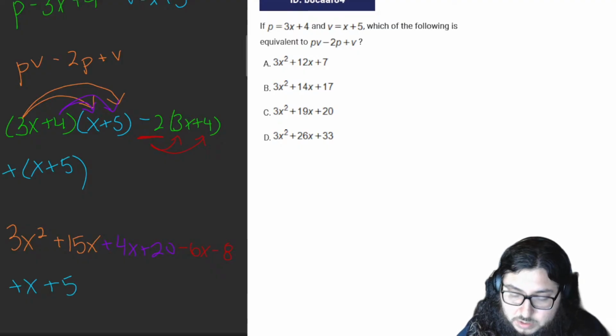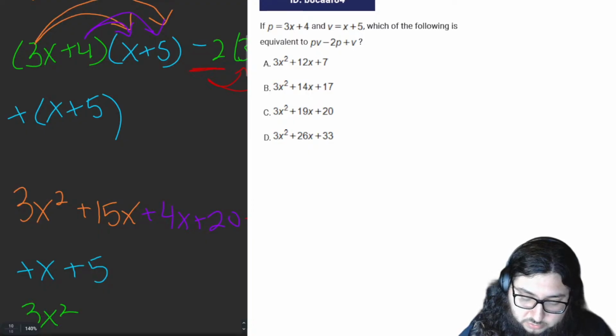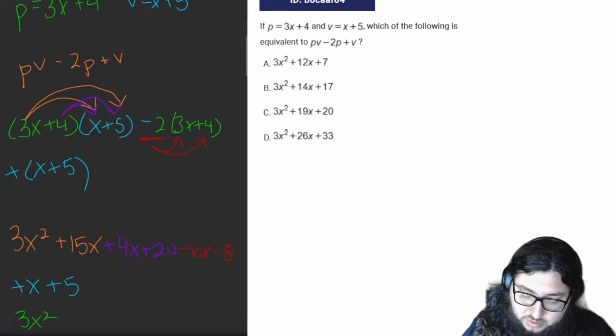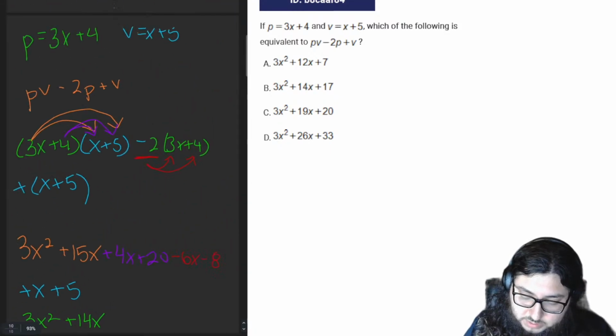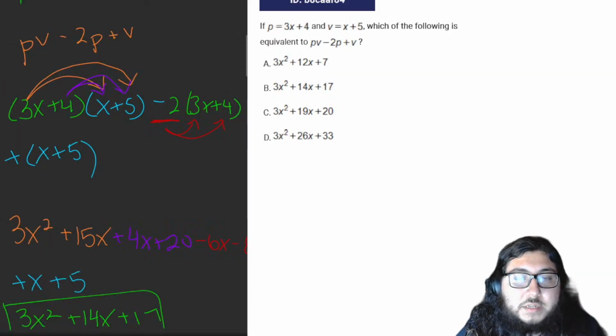And then we add like terms. So our like terms here, we have just 3x squared, no other x squared terms. We have 15x, 4x, minus 6x, and x. So if we add those together with a calculator or by other means, you'll find that you have 14x. And finally, 20 minus 8 is 12, plus 5 is 17. So we have 3x squared plus 14x plus 17. The key is to replace P with 3x plus 4, V with x plus 5, ensuring that you are FOILing and distributing properly, and then adding like terms.